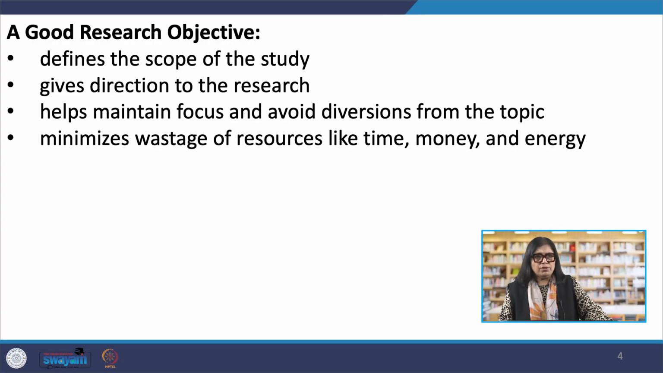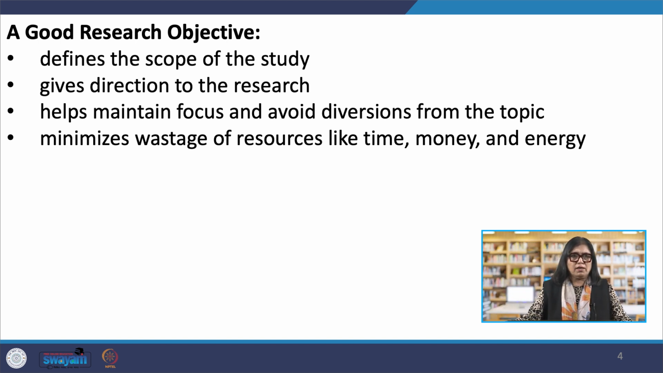They help to define and limit the scope of your research, which is important to efficiently manage your resources and time. The objectives help to create and maintain the overall structure and specify two main things: the variables and the methods of quantifying the variables. A good research objective defines the scope of the study, gives direction to the research, helps maintain focus and avoid diversion from the topic, and minimizes wastage of resources like time, money and energy.